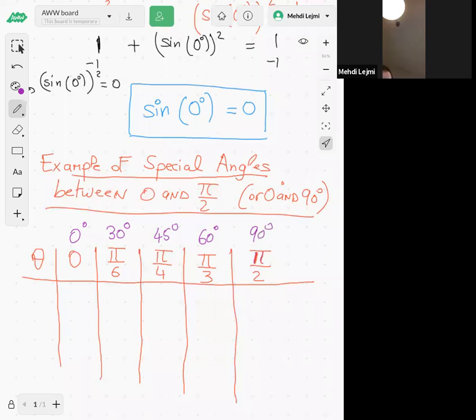Now we are interested, of course, in cosine and sine of these angles. So we just proved, for example, that here it's cosine of theta, and here it's sine of theta.